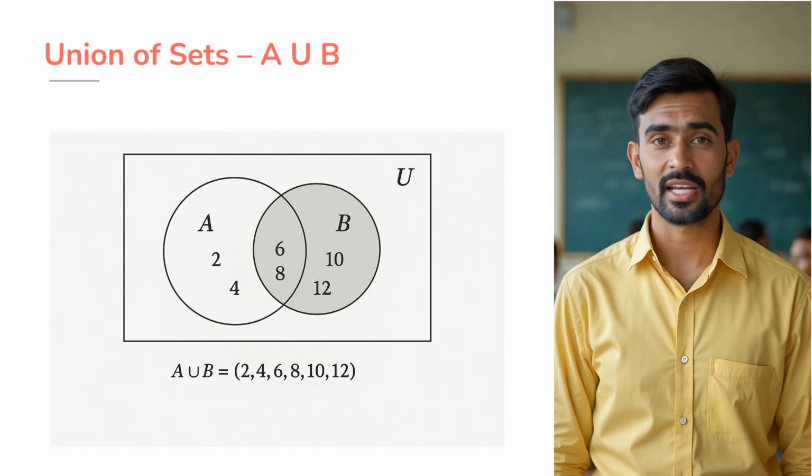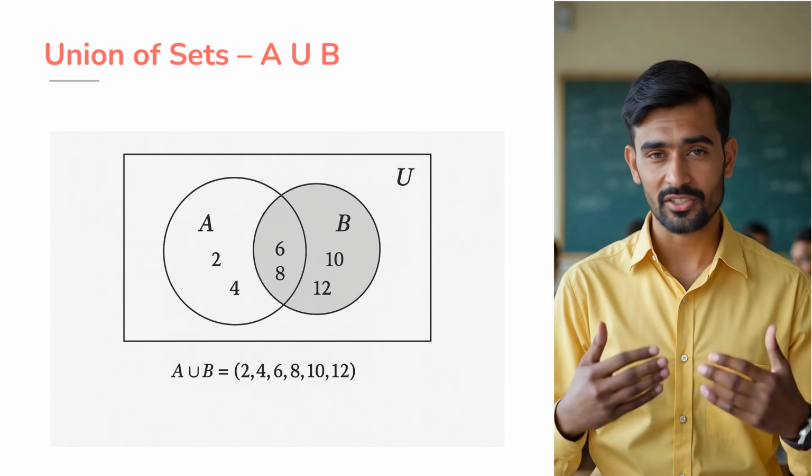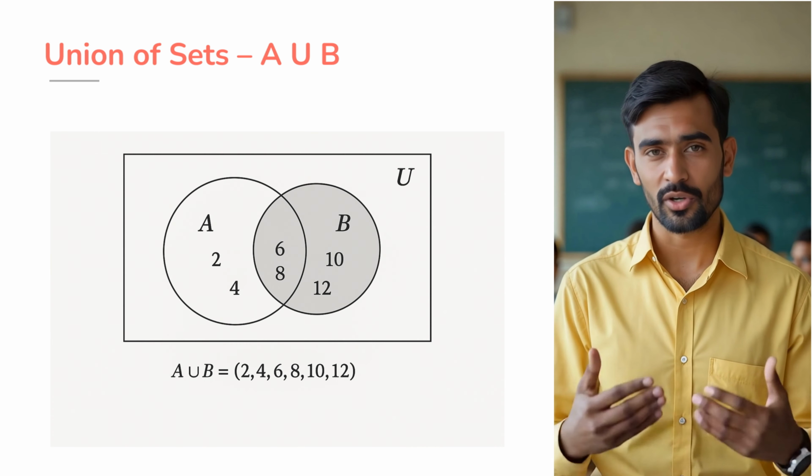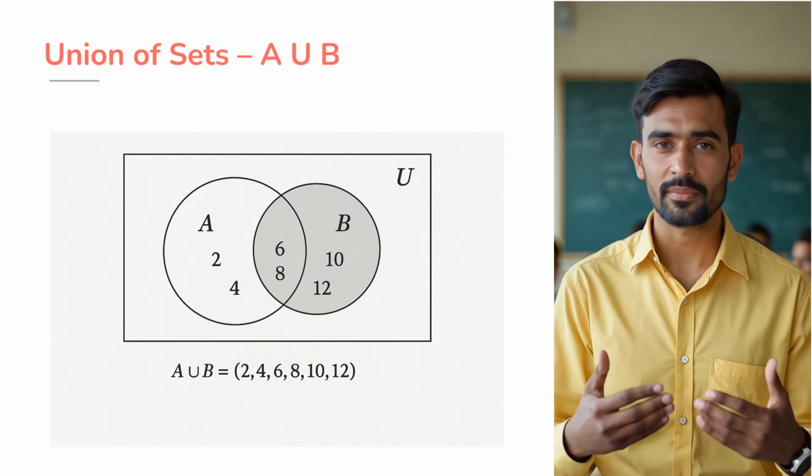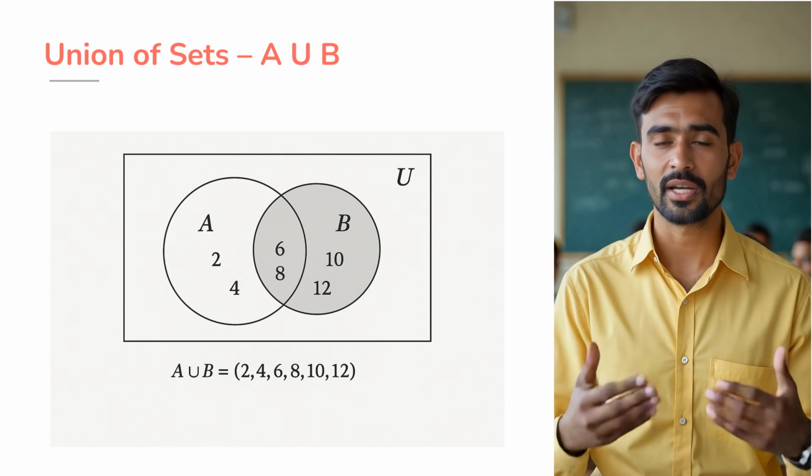The union of two sets A and B is the set that contains all elements that are in A, or in B, or in both. It is pronounced as A union B.